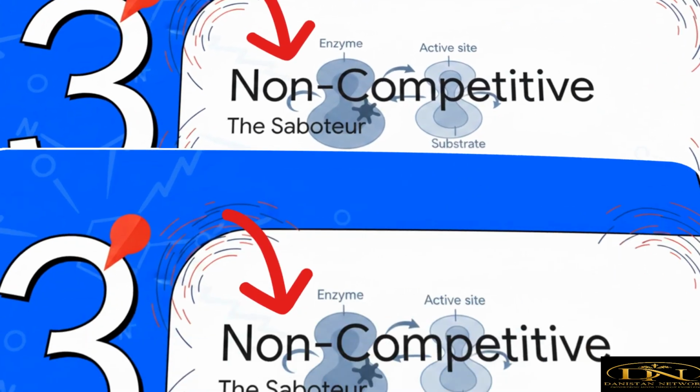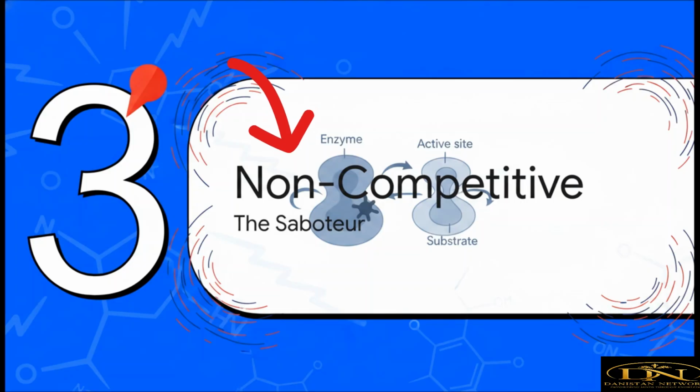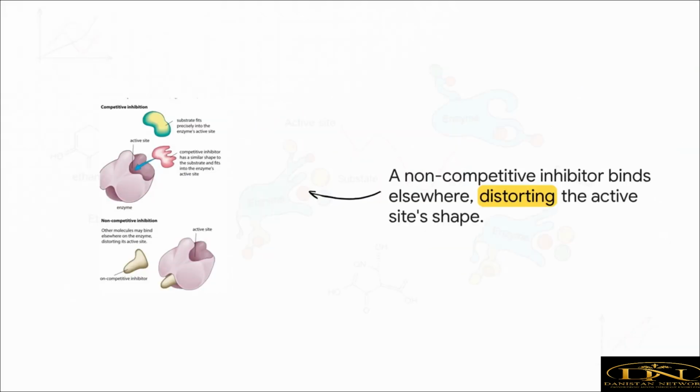Okay, so that's the imposter. Now let's move on to our next character, which paints a very different picture. This one is less of an imposter and, well, more of a saboteur. See, this saboteur inhibitor plays by a whole different set of rules. It doesn't even bother with the active site.